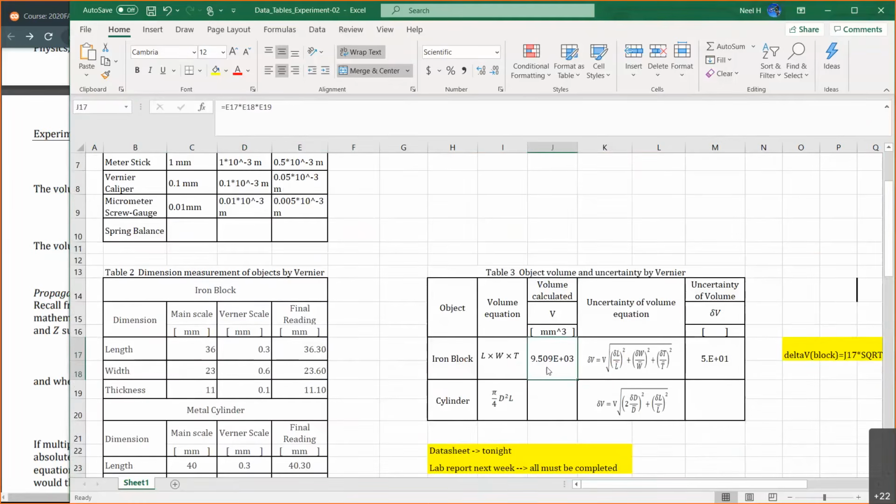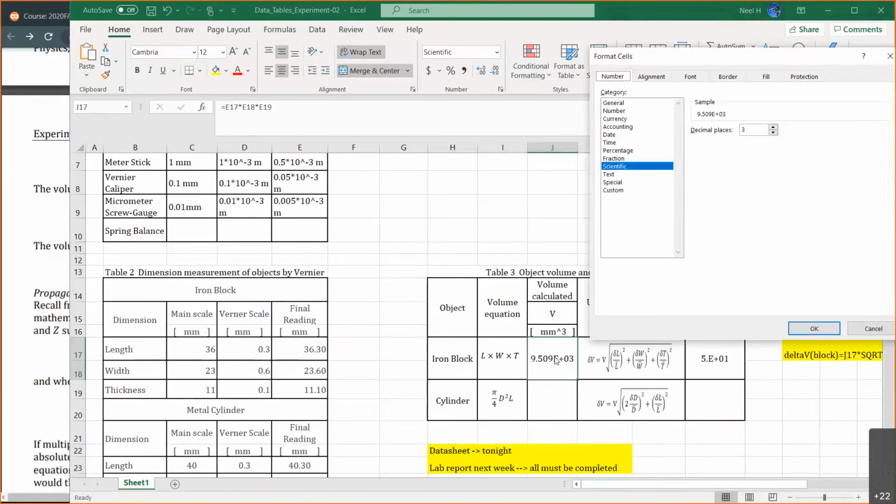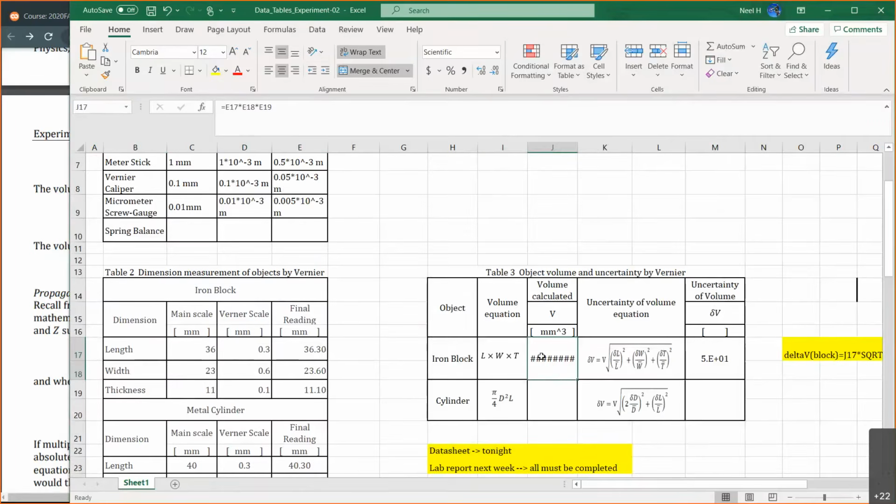These numbers I'm going to round to a little bit higher significant figure. I can have 4, but I'm going to go to more decimal places. I'm going to leave it at 5. If you see this hashtag, which means technically that the width is not enough.